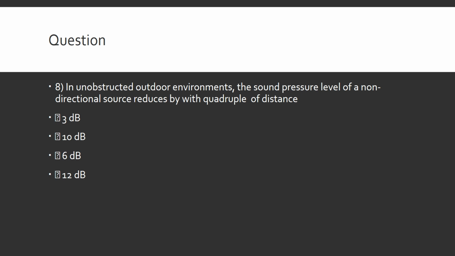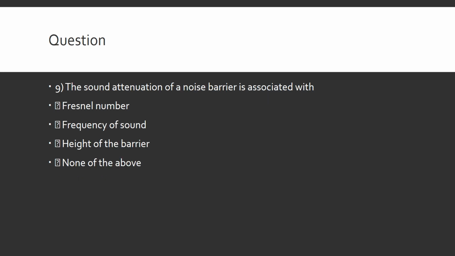That's 12 decibels. Next, the sound attenuation of a noise barrier is associated with what? Attenuation deals with multiple factors. One is the Fresnel number, another is frequency, and also the height of the barrier. So all these three play a role in sound attenuation.